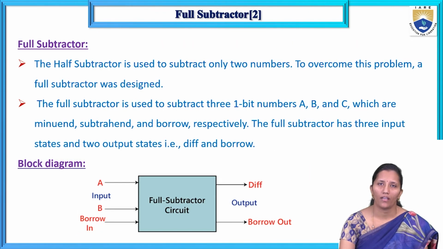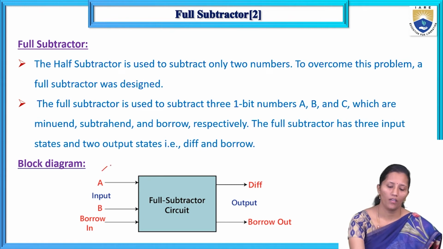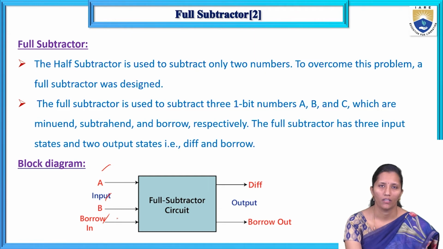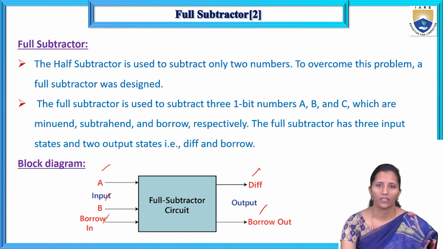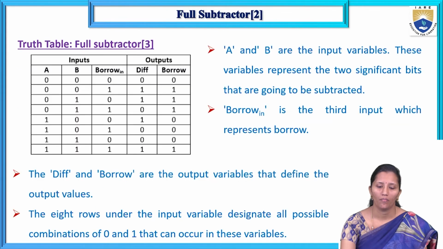So, full subtractor. The half subtractor is used to subtract two numbers, where each number represents a one-bit binary number. But the full subtractor is used for subtraction of three numbers, each representing a one-bit binary number. So A, B, and borrow in are the inputs, and difference and borrow are the outputs. So we have to perform the subtraction between A, B, and borrow in, and get the output as difference and borrow.